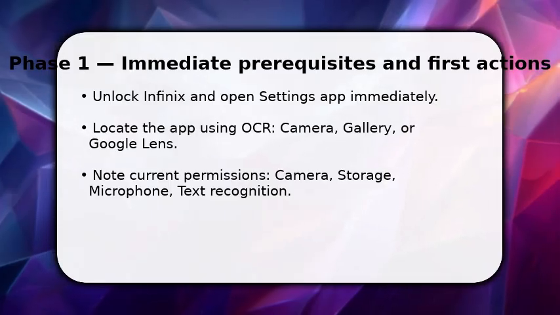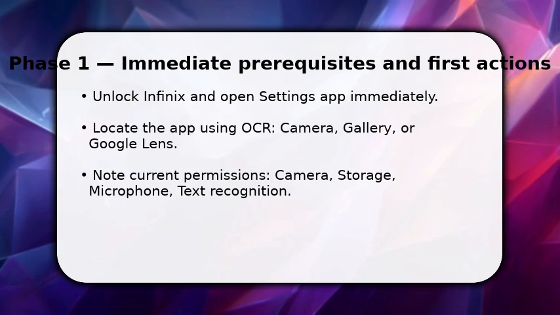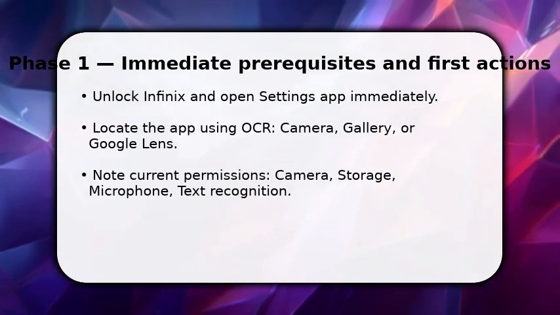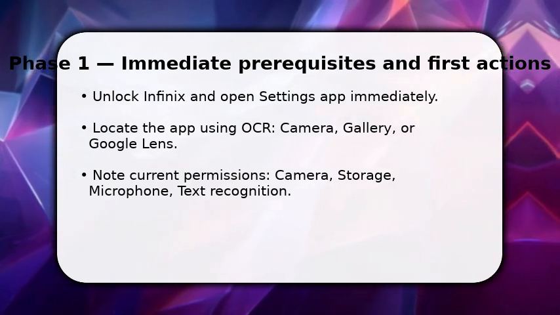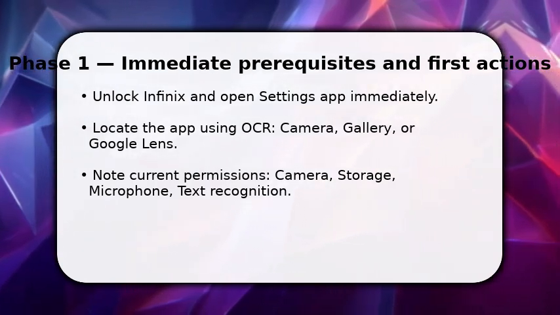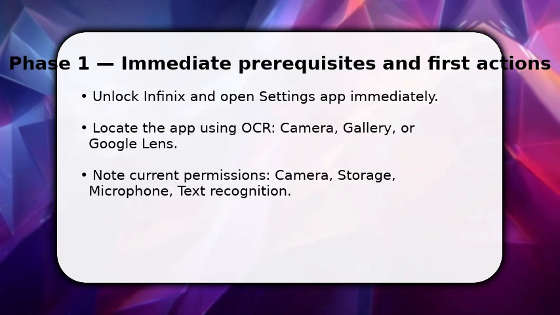You start by unlocking your Infinix and going straight to Settings. This saves time. Next, find the app responsible for text recognition, usually Camera, Gallery, or Google Lens, because disabling the feature there stops OCR globally.